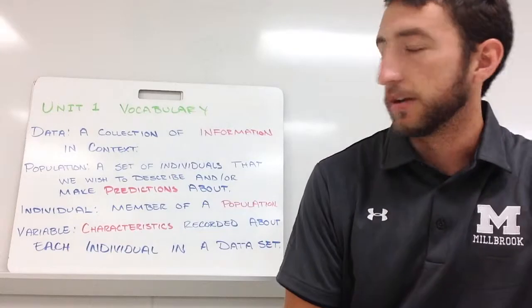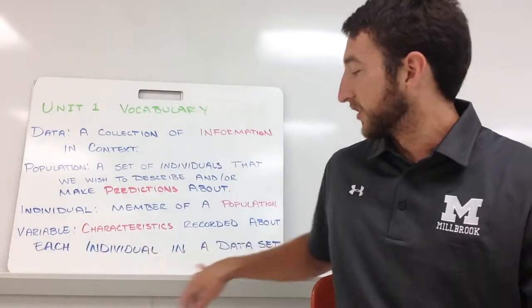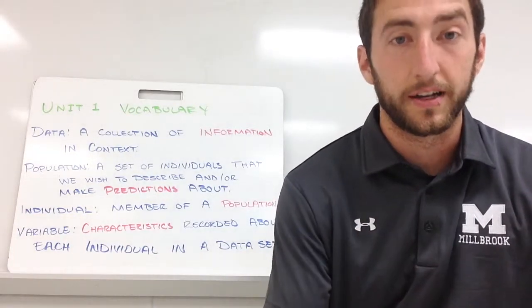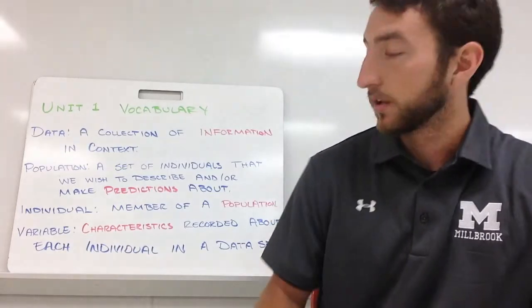And last is a variable. A variable is described as a characteristic that is recorded about each individual in a data set. So as we're talking about, height is that characteristic. Maybe it's your eye color. That's also a characteristic.